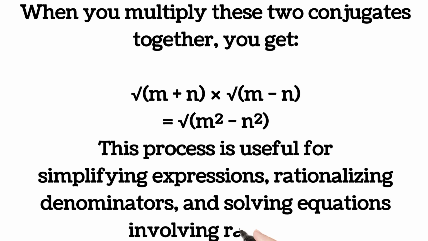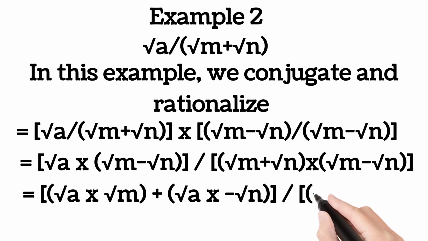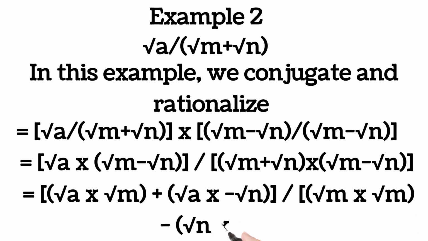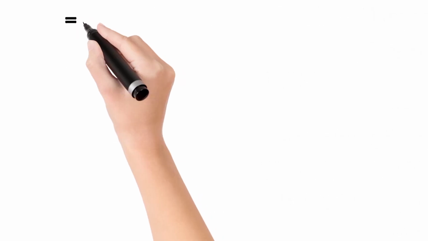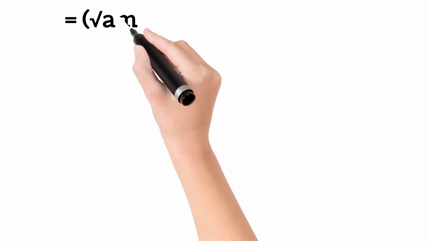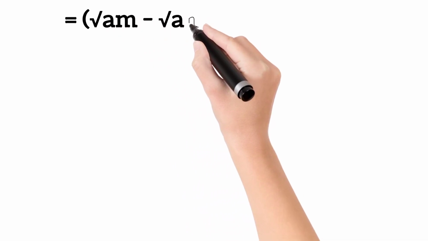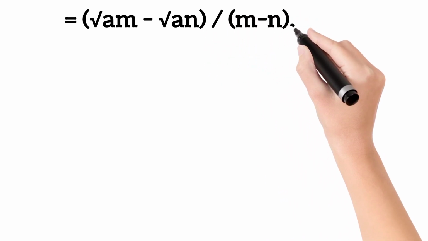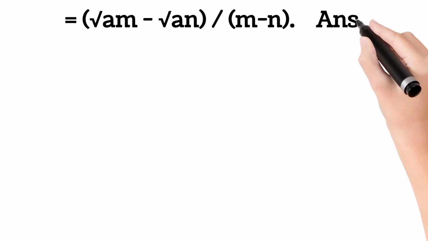equal to root a, when you open the bracket, root a times root m plus root a times minus root n, close the bracket, divided by root m times root m minus root n times root n. This will give us root am minus root an divided by m minus n. This is the answer.